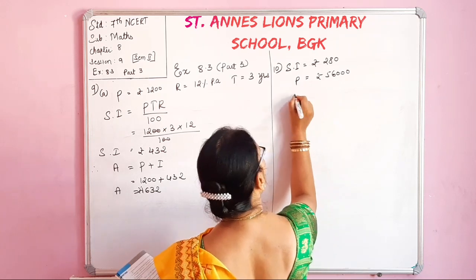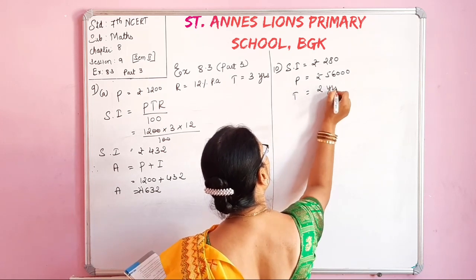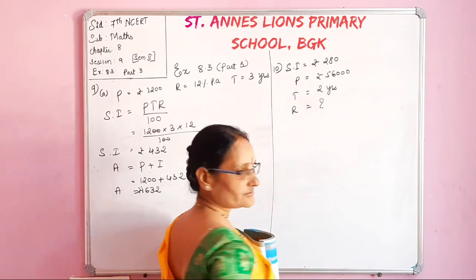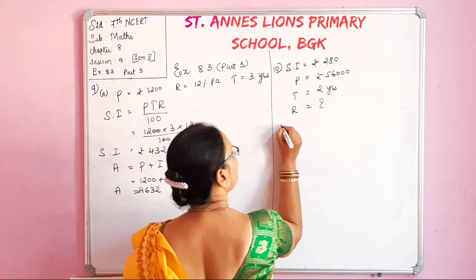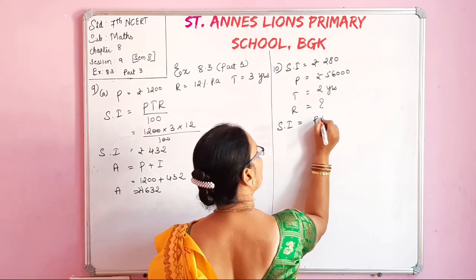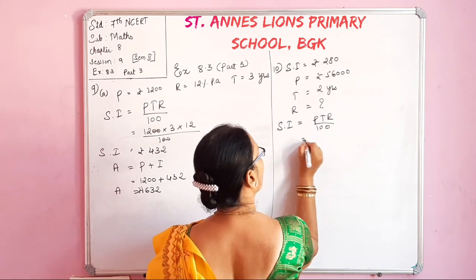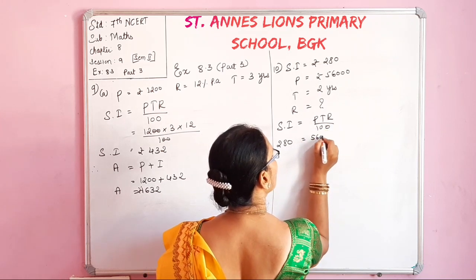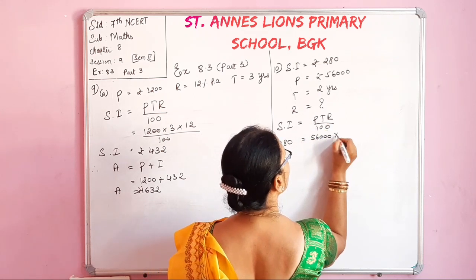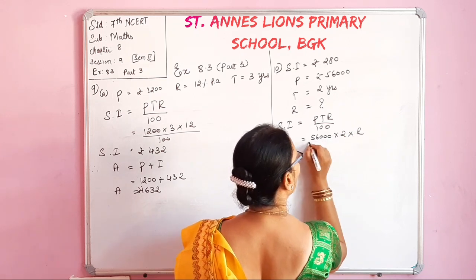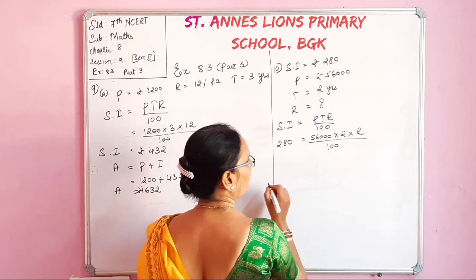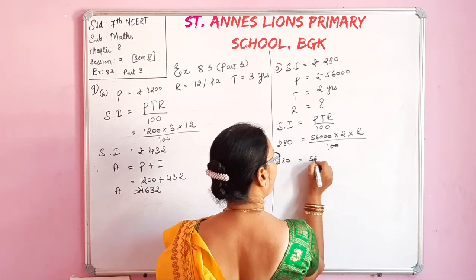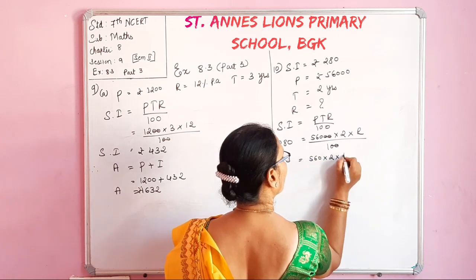Okay. Then what is given? T is given, that is 2 years. Now we have to find out R. How to find out? See now, better first we write simple interest is equal to P, T, R by 100. Okay. Here simple interest is given, that is 280. Principal is 56,000. Then T is 2. R we don't know, divided by 100. Okay. Now 2 zeros cancel. 280 is equal to 560 into 2 into R.